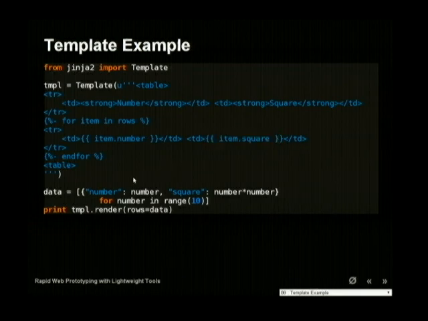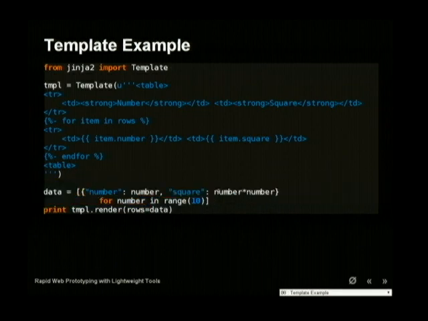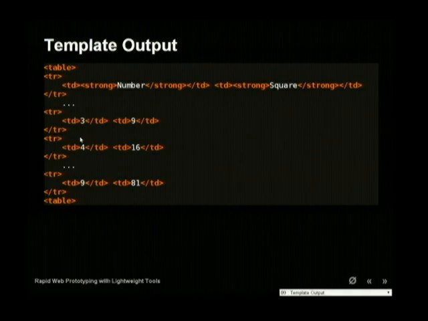And so what I'm doing in this minimalistic example is creating a template that creates a table of numbers and their squares, okay? And then I'm passing it a list of dictionaries that just have the form number and square. So you can see number and number times number for number in range 10. So basically, this is just a list of dictionaries with numbers and their squares. And I'm telling Jinja, render this template with this data. And what comes out is that table.